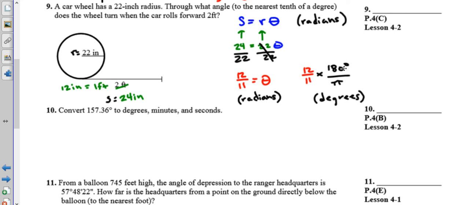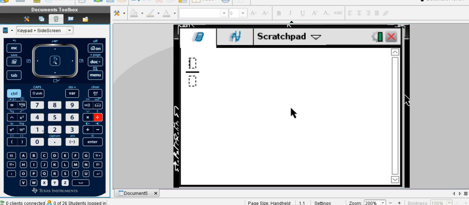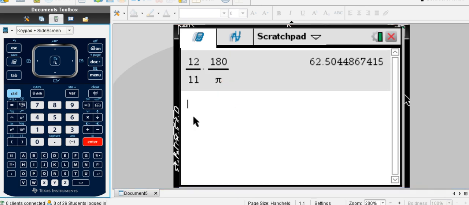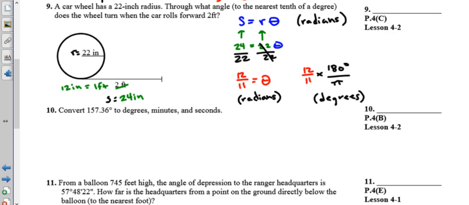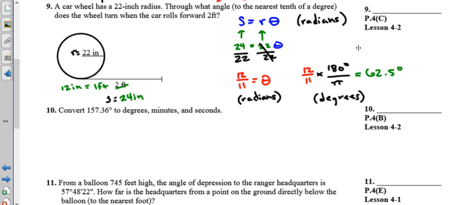So we'll go to the calculator, we'll type these in. We're going to have 12 over 11 times 180 over pi. And we get 62.5 degrees. Let's come back over here. 62.5 degrees. It says round to the nearest tenth. Let me make sure I did round that correctly. Yes, I did. So that would be our final answer right here.